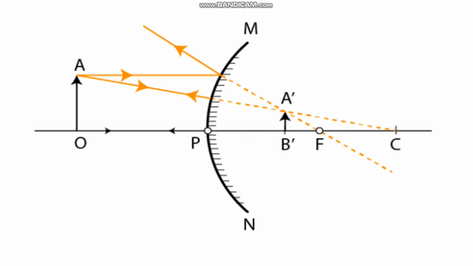If you compare the sizes of AB and A dash B dash, the image size is very small compared to the object size. That is why, to get a wider field of view, we use a convex mirror as a rear view mirror, and in shopping malls also, to view a larger area, we use a convex mirror. In ATMs we use a convex mirror, you can see there. So from these concepts, when the divergent rays are extended backwards, we get a virtual image.